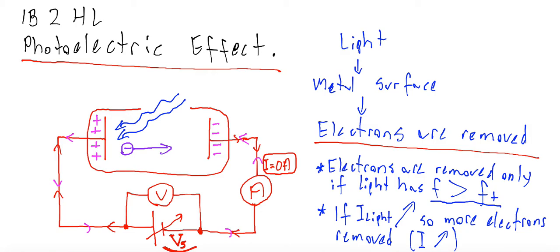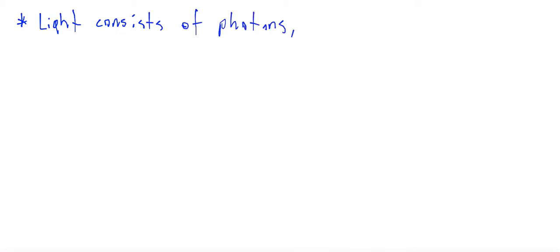Okay, so what did Einstein propose? His explanation is completely different. Okay, Einstein stated that light consists of a lot of, let's name it, particles of light called photons. Okay, so we can write that light consists of photons, each of energy E equals Planck's constant times frequency of light.